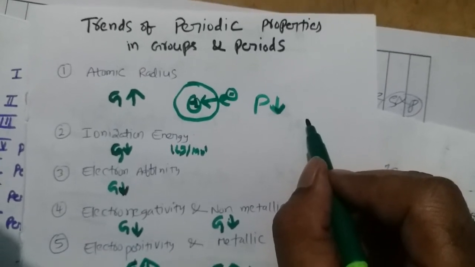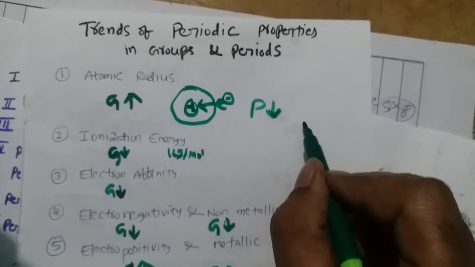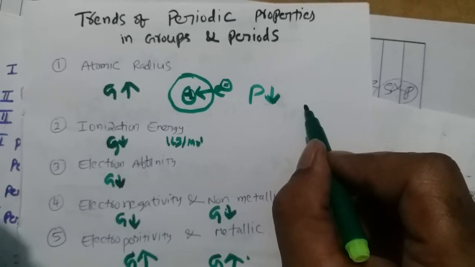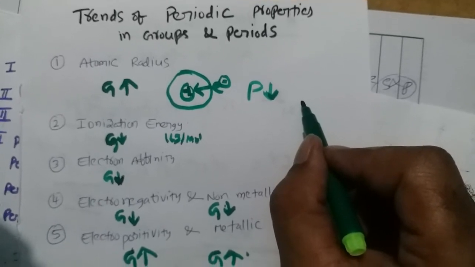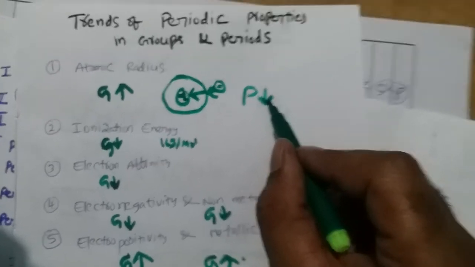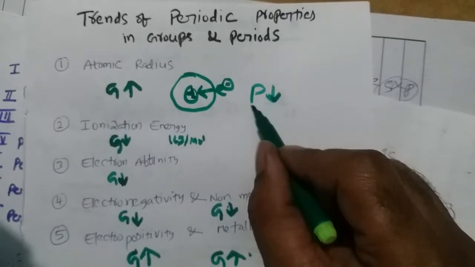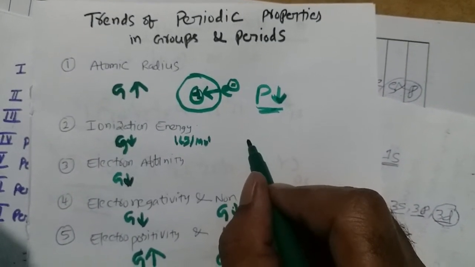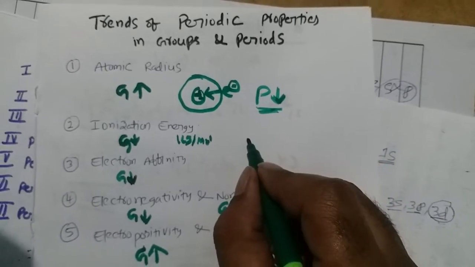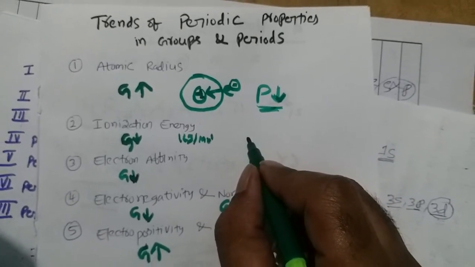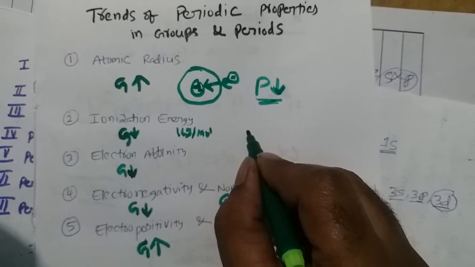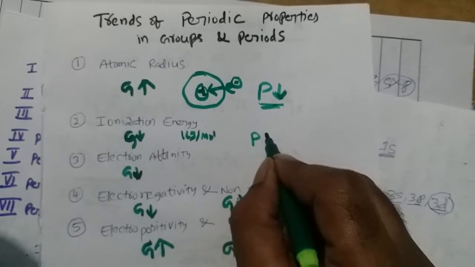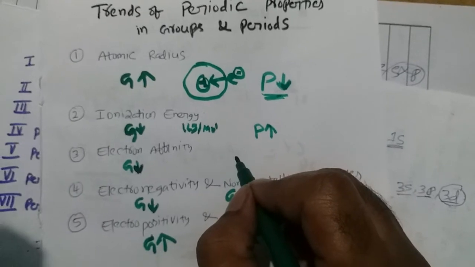Means what? The nuclear attraction force over the valence electrons will be increased. Means the valence electrons will move somehow towards the nucleus. By this reason, the atomic size will be decreased in periods. As atomic size decreases, the nuclear attraction force over the valence electrons will be increased. Then the removal of an electron from the outermost shell will become more difficult, so it needs more ionization energy. So in periods, ionization energy will be increased.